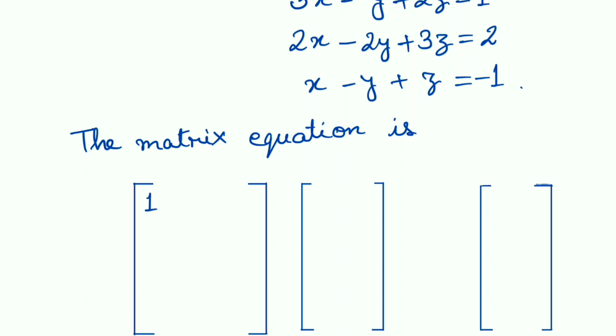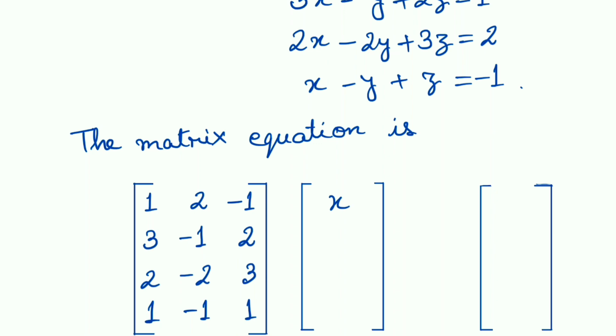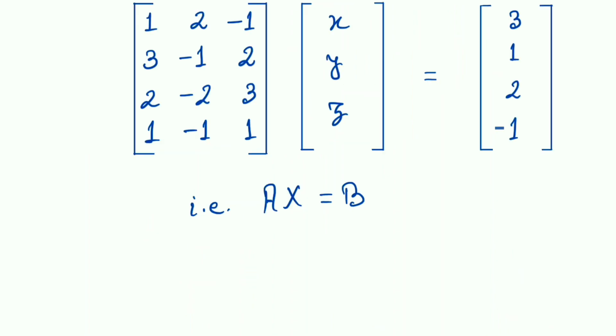Matrix form, that is the coefficient matrix, the variable matrix, and it will be equal to the resultant matrix B. So 1, 2, minus 1, 3, minus 1, 2, 2, minus 2, 3, 1, minus 1, 1. And the variables are x, y, z. And it will be equal to the resultant matrix, that is 3, 1, 2, minus 1. Hence, the given system of equations is written in matrix form, that is Ax equal B.